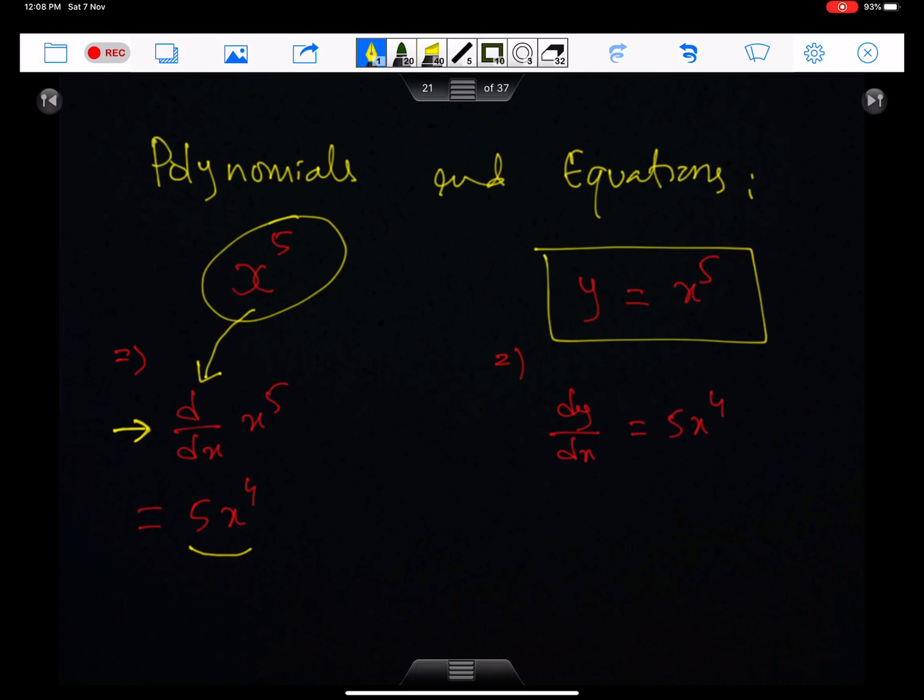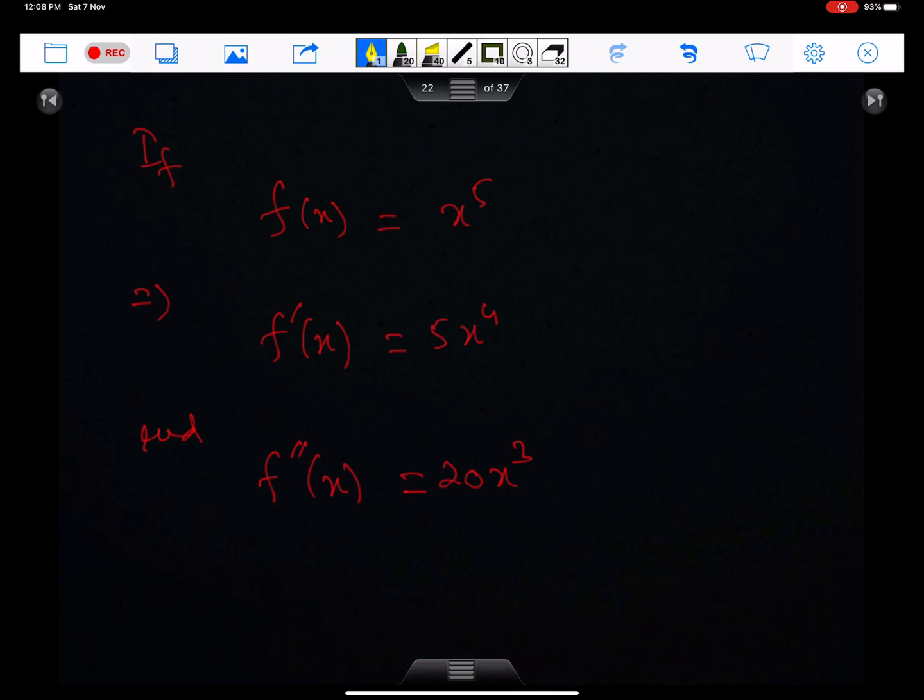Well, to differentiate equation, you can directly do this by writing dy upon dx on left side and the differential of the right side. It's 5x4. You don't need to mention d upon dx in equation. You can differentiate the equation directly. But in polynomial, you always need to mention d upon dx at the first step. This is very important. Well, in fx form, so if f of x is x power 5, therefore the differential of f of x will be f prime x and it will be 5x4. And this is the second differential, f double prime. So it will be 20x power cube.